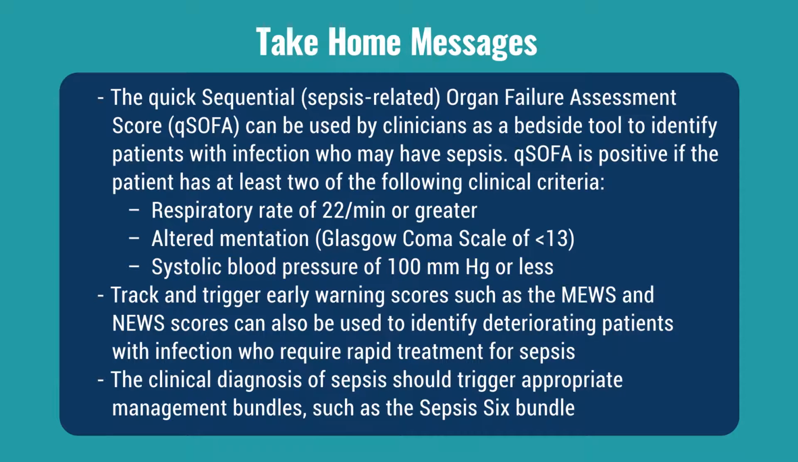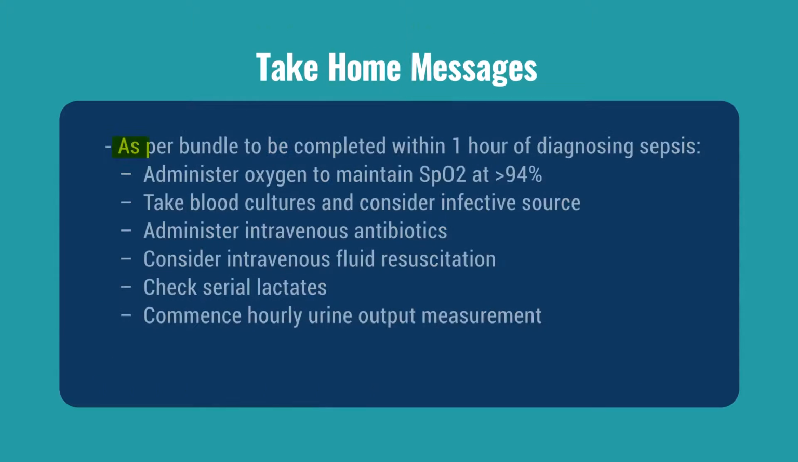The other score that we talked about was track and trigger early warning scores such as the MEWS and NEWS scores that can also be used to identify deteriorating patients with infection who require rapid treatment for sepsis. The clinical diagnosis of sepsis should trigger appropriate management bundles such as the Sepsis 6 bundle. As per the bundle, to be completed within 1 hour of diagnosis of sepsis, we administer oxygen to maintain a saturation of greater than 94%. We take blood cultures and consider the infective source, administer intravenous antibiotics, consider intravenous fluid resuscitation, check serial lactates, and commence hourly urine output monitoring.